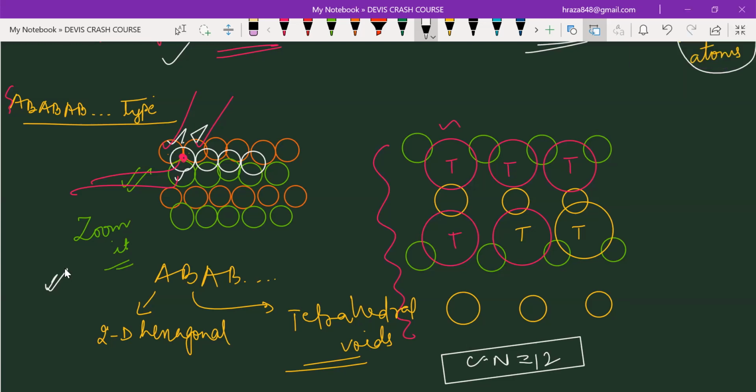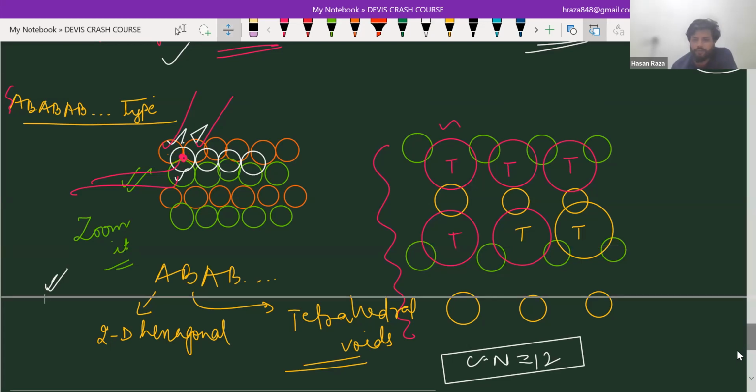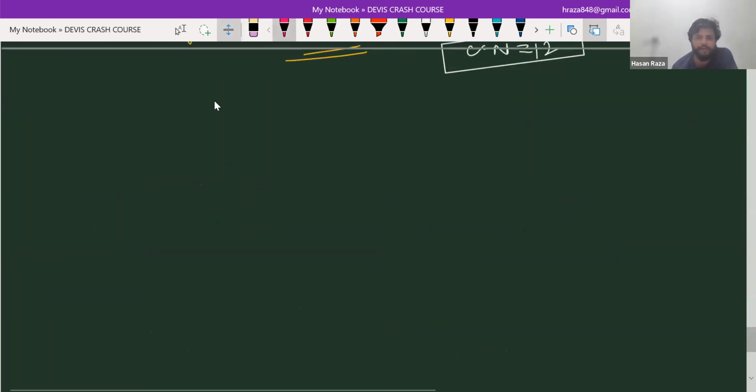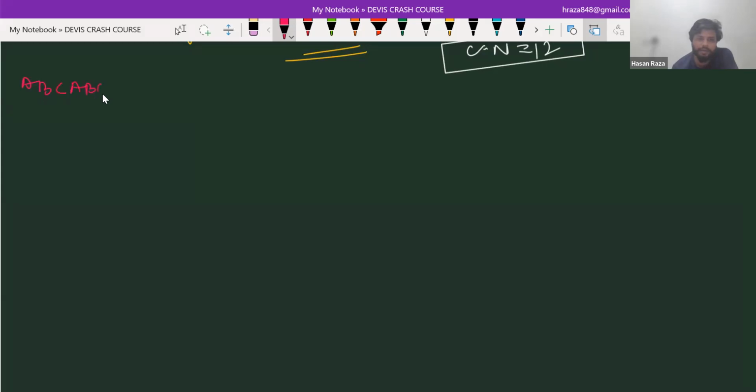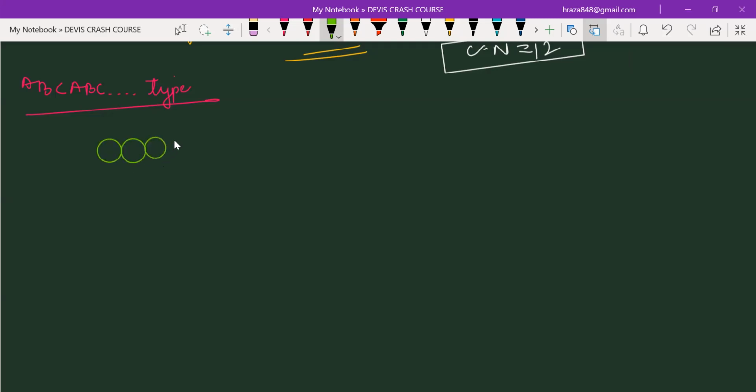Very good. Now we will be coming to the ABC type. See, again the same thing. What is same? I'm going to draw that again so that it will be very easy to understand.